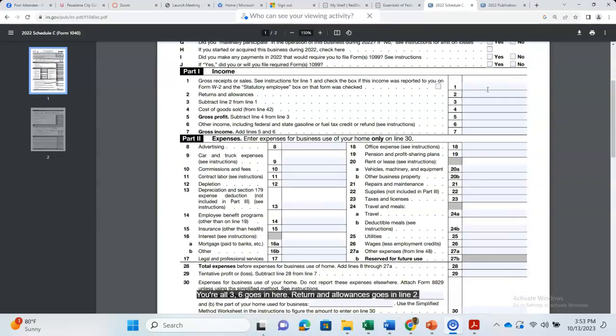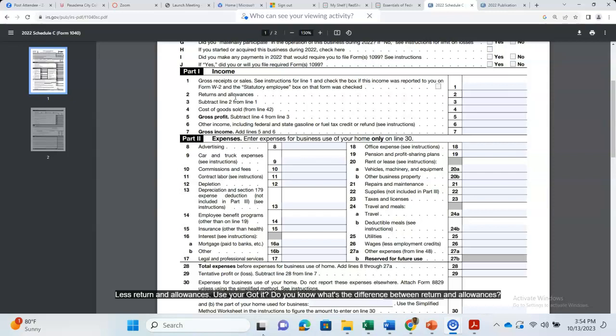Gross receipts go in here. Returns and allowances go in line 2. Returns and allowances is a contra account to sales to arrive at net sales. So you have gross sales less returns and allowances gives you net sales on line 3. Got it? Do you know what's the difference between returns and allowances?